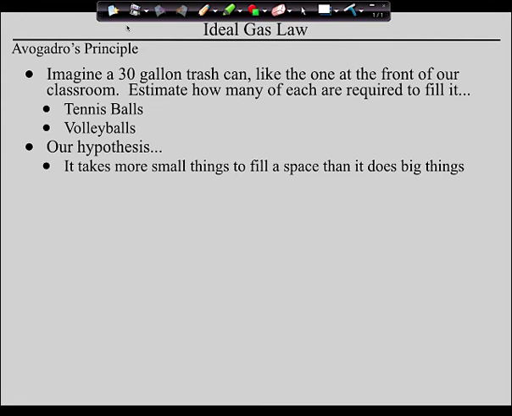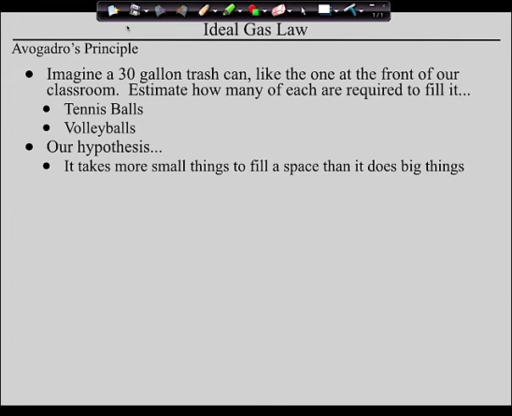Completely wrong. Guys, this is the surprising answer to the question. If these two balloons were in fact full of hydrogen and this one full of butane, they would contain exactly the same number of molecules. There would be exactly the same number of molecules of hydrogen in this one as there are butane molecules in this one.